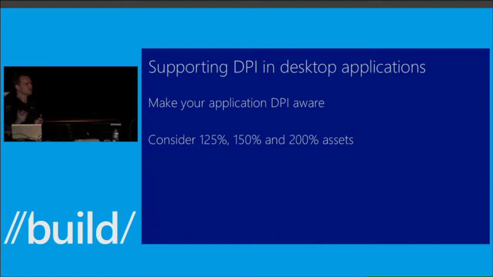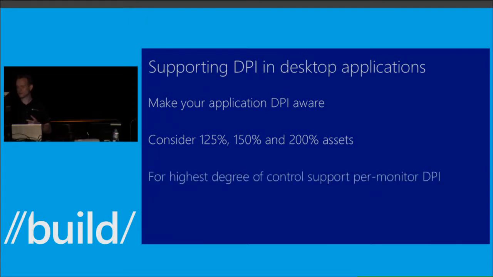And I will also mention this is entirely optional. You don't have to go and support these. You can, if you want to, just support a single asset size and then scale it. It's entirely up to you. But you will get the best experience if you supply them in these scale factors. And then the final one is, if you want that control, if you want to control how content is rendered on the different screens, consider supporting the per monitor DPI API.